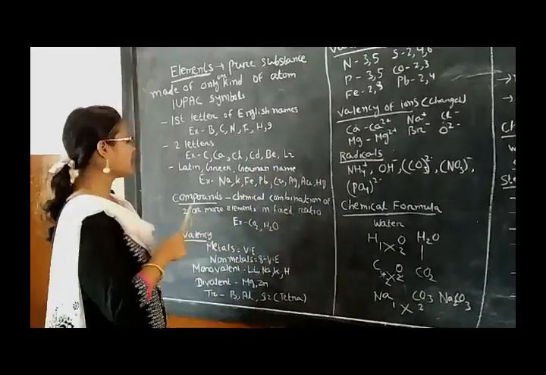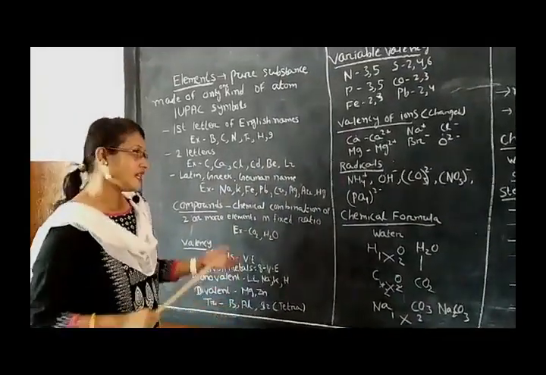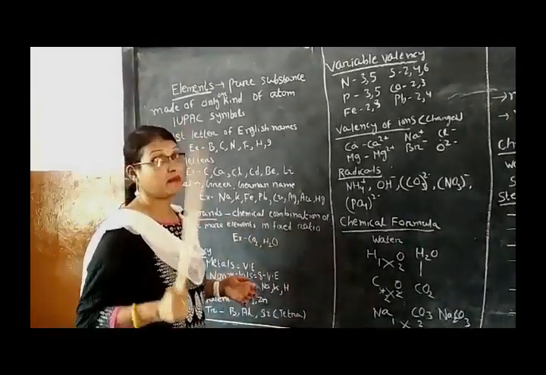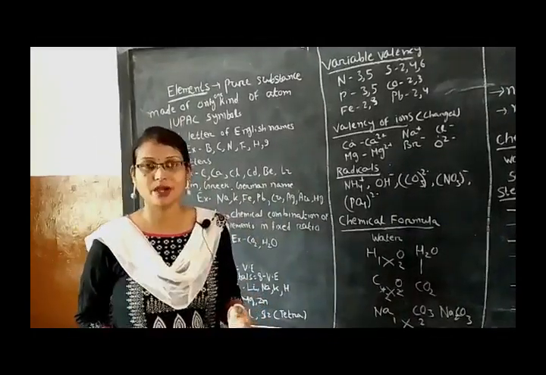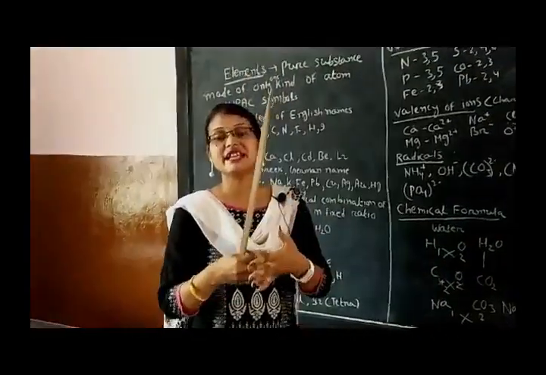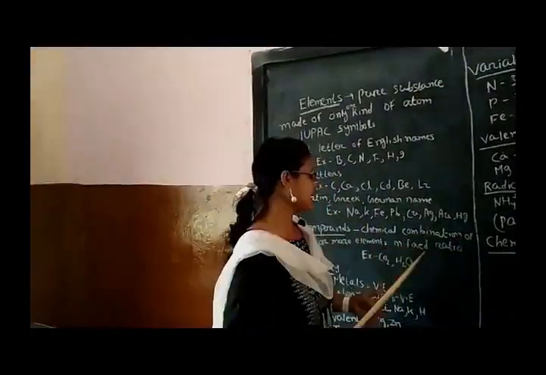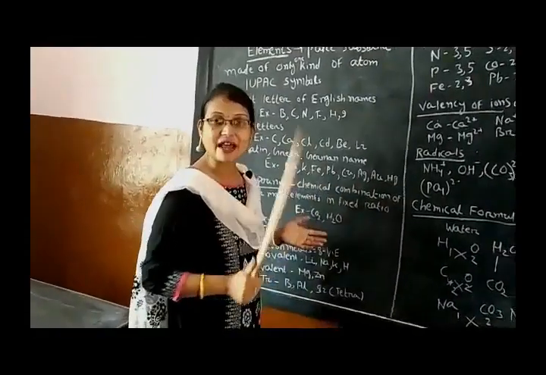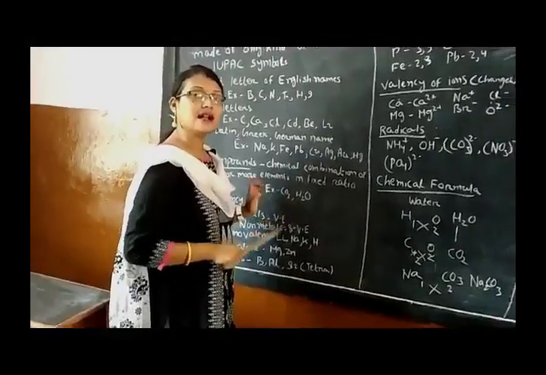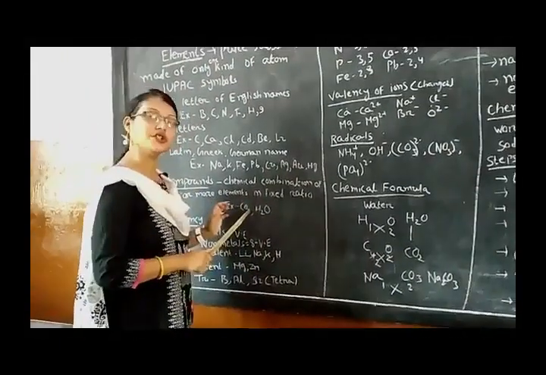Next comes your compound. What is a compound? It is a chemical combination of two or more elements, but it must be in a fixed ratio. Two or more elements combine to form a compound, but the ratio must be fixed. For example, CO2, that is carbon dioxide. Here two elements, carbon and oxygen, combine in the ratio 1:2.